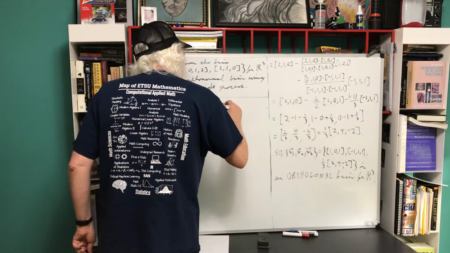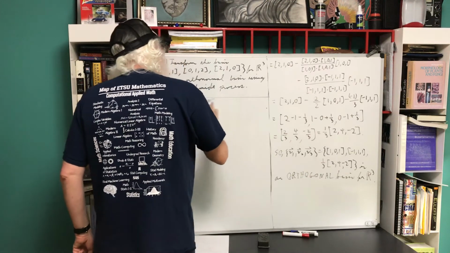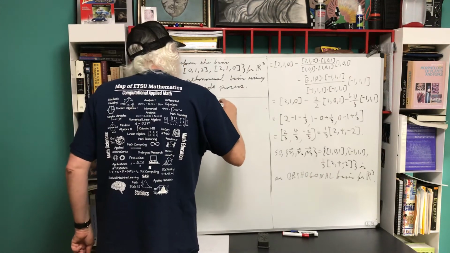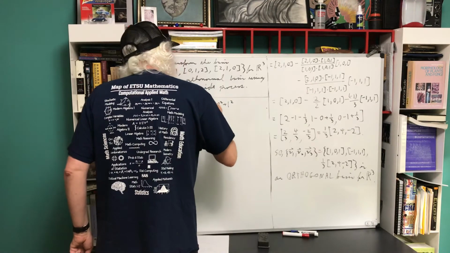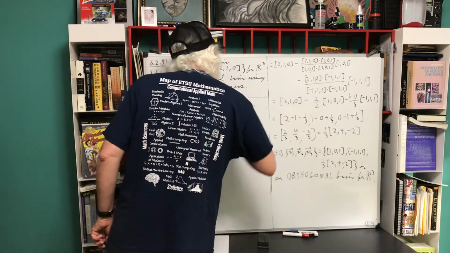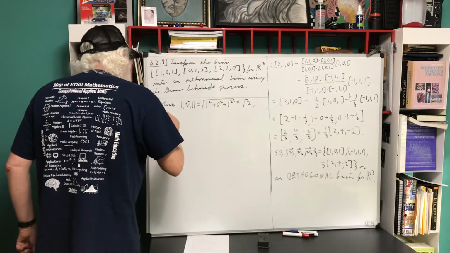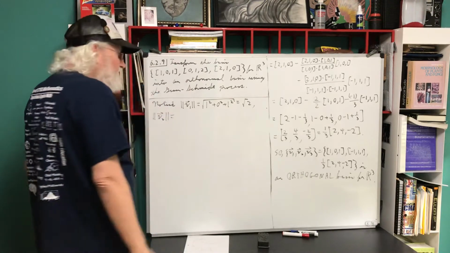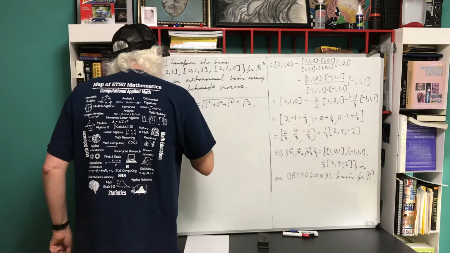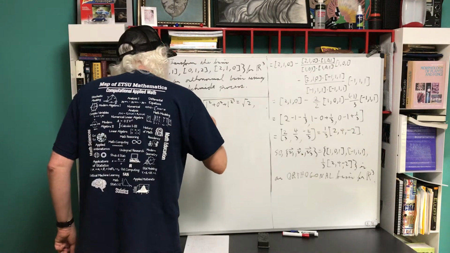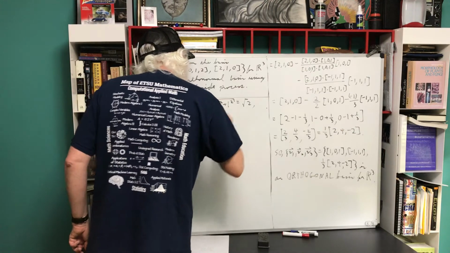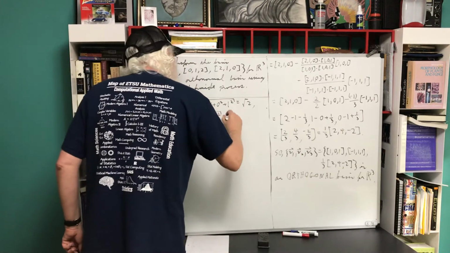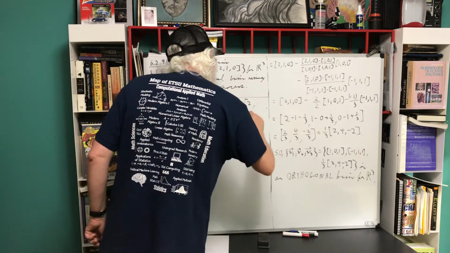The magnitude of V1, well, let me write it out. That's the square root of 1 squared plus 0 squared plus 1 squared, which is the square root of 2. The norm of V sub 2, it has components -1, 1, and 1, so we'll square each of those and then take the square root. Gives us a square root of 3.